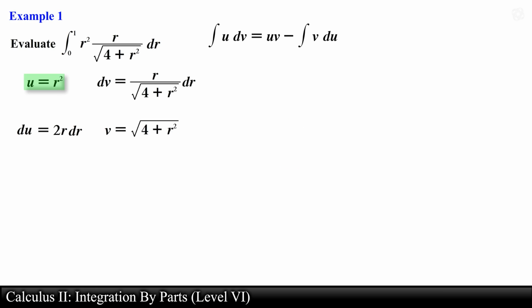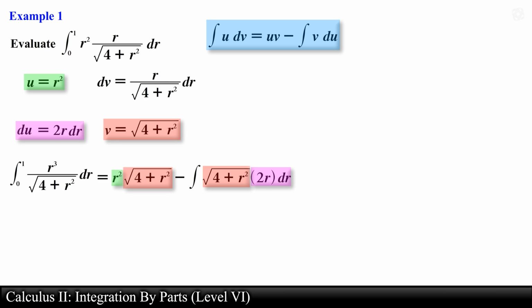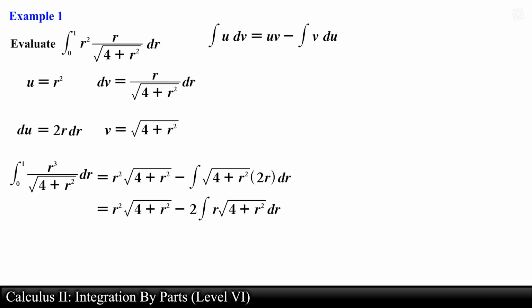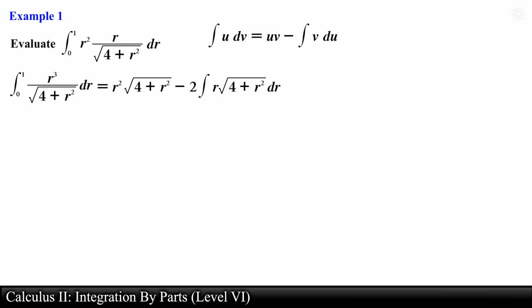Next step is to substitute u, v, and du into the integration by parts formula, as follows. Once we have simplified, we need to find the integral of r times the square root of 4 plus r squared dr. Notice that this integral requires u substitution as well. We let u sub s equal 4 plus r squared.